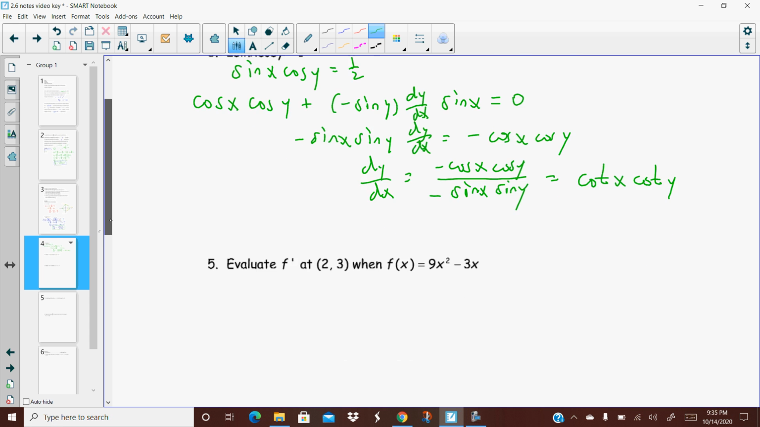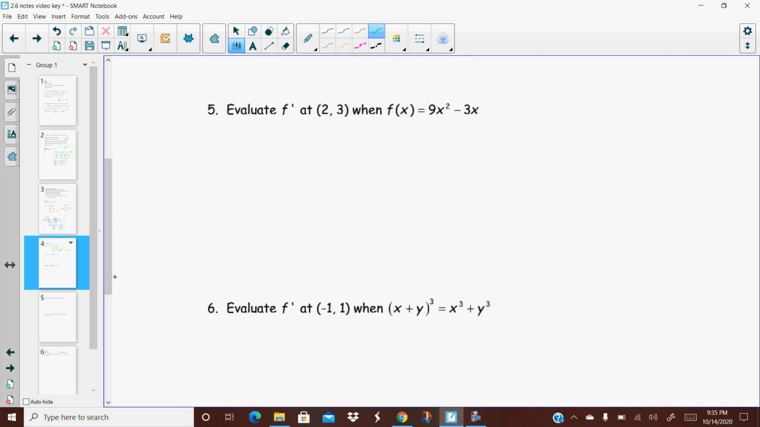Okay, number 5. Evaluate f prime at the point 2, 3 when f of x is 9x squared minus 3x. Okay, so you might look at that and say, wait a minute, that doesn't look the same as what we were just doing. You're right, it doesn't. We don't have any extra y's in this thing. So when I take the derivative, it's pretty straightforward.